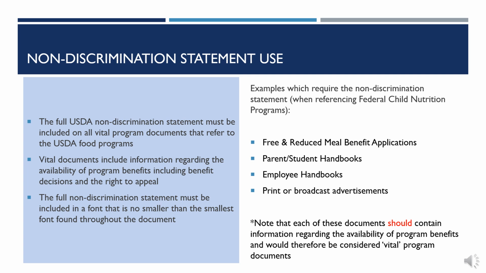The full USDA non-discrimination statement must be included on all vital program documents that refer to the USDA food programs. Vital documents include information regarding the availability of program benefits, including benefit decisions and the right to appeal. The full non-discrimination statement must be included in a font that is no smaller than the smallest font found throughout the document. Examples that require the non-discrimination statement in reference to those vital documents include free and reduced meal benefit applications, parent and student handbooks, employee handbooks, and broadcast advertisements. Note that each of these documents should contain information regarding the availability of program benefits and would therefore be considered vital program documents.